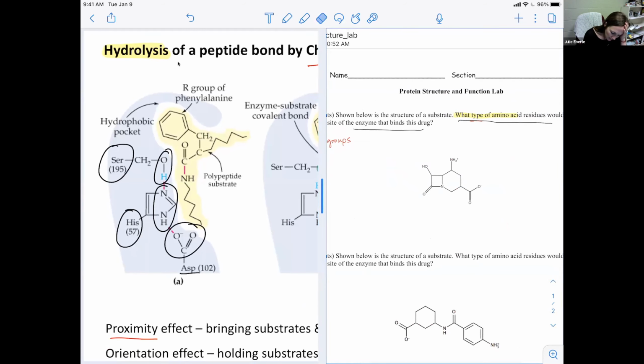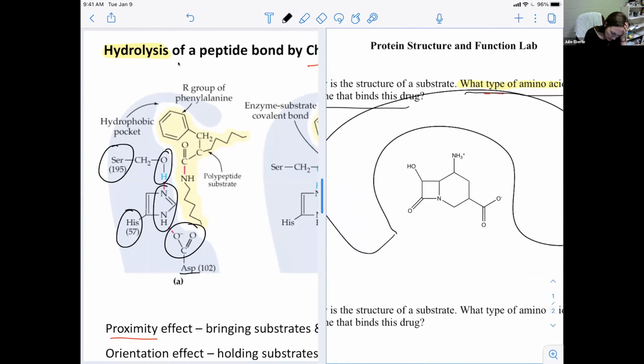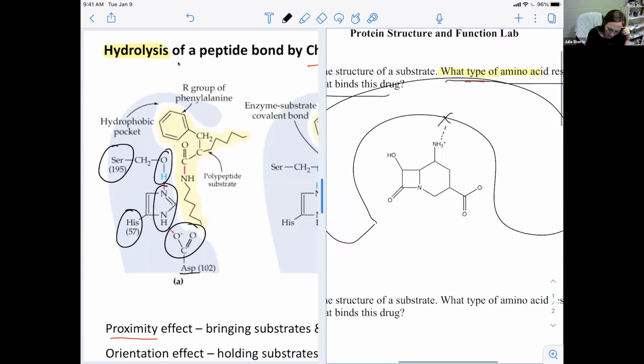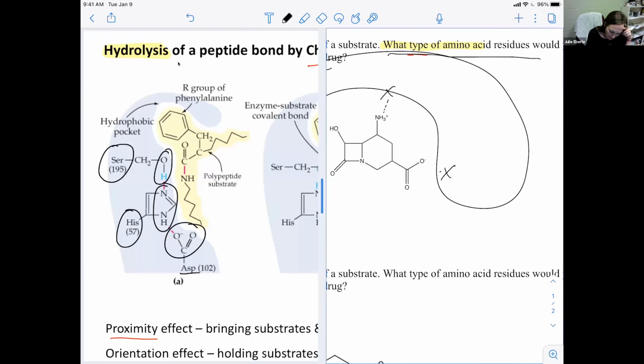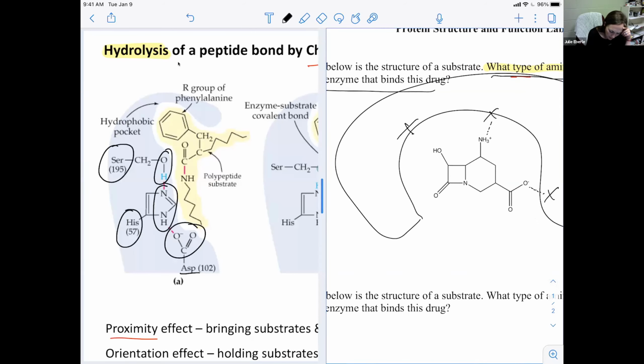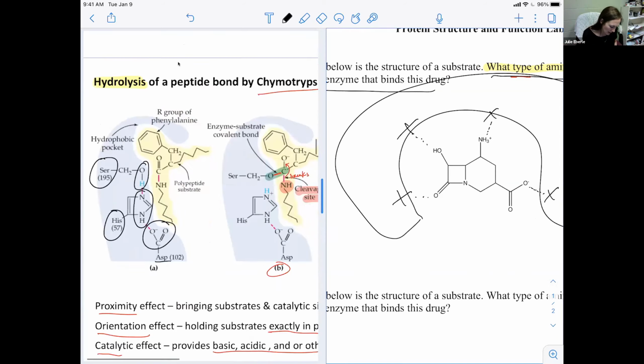So if this was in the pocket of some sort of enzyme, okay, let's say there's my enzyme and I got my active site. What kind of amino acid do you think might be right here that could interact with this plus charge? What kind of amino acid could be right here that might interact with this negative charge? What kind of amino acid would be right here that could interact with this OH group, or this oxygen right here? What kind of amino acids would interact? Remember, opposite charges attract. So you go look at your table of amino acids.